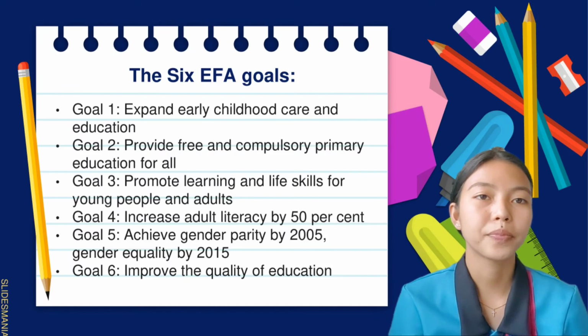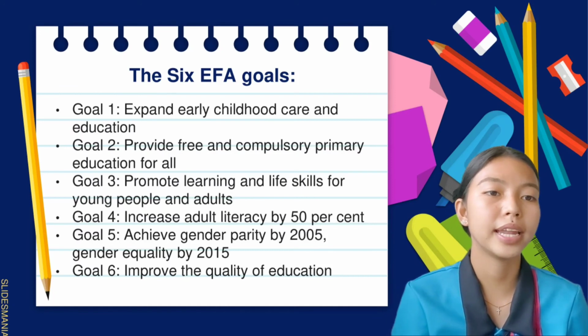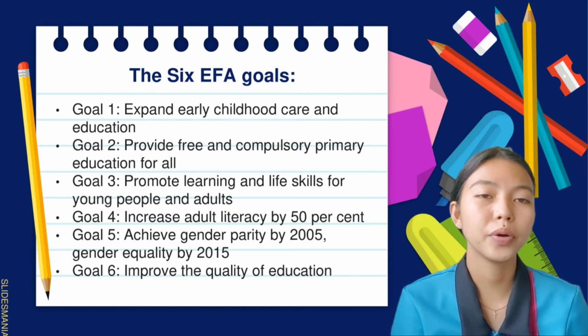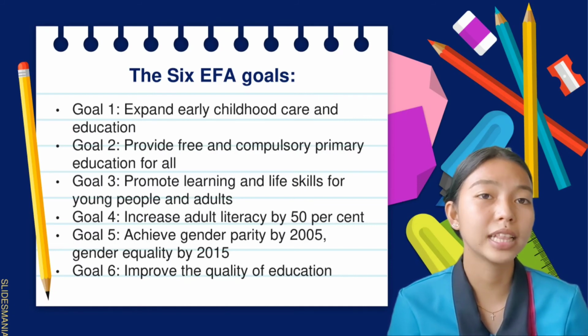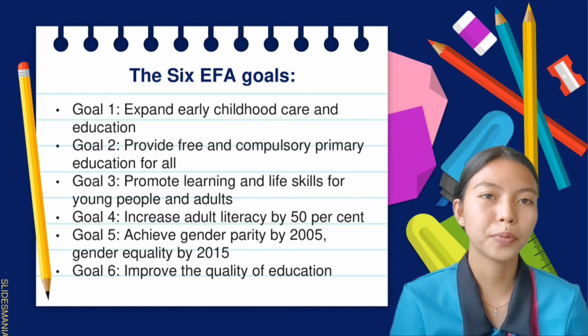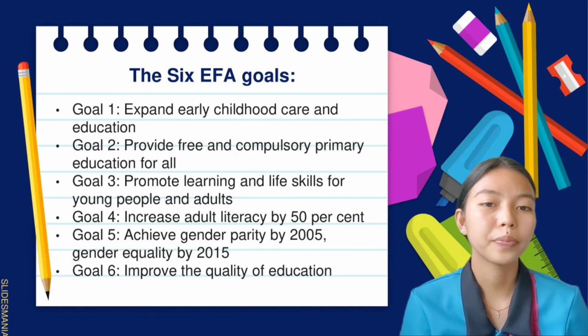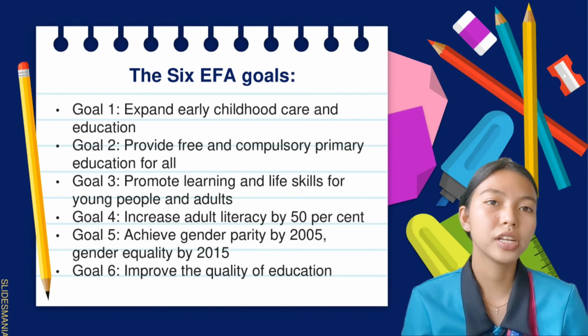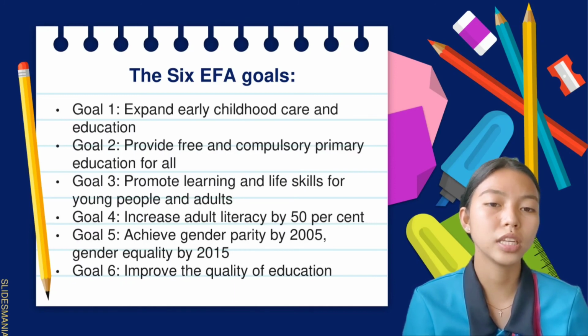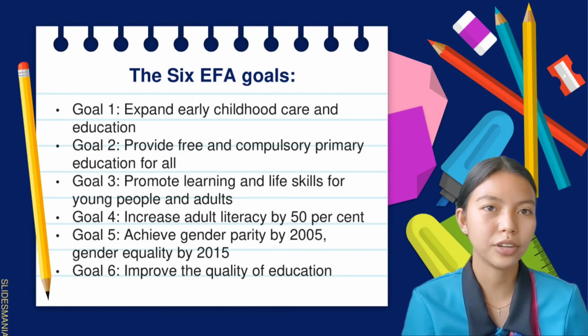Goal 3, which is ensuring that the learning needs of all young people and adults are met through equitable access to appropriate learning and life skills programs. Goal 4, achieving a 50% improvement in levels of adult literacy by 2015, especially for women, and equitable access to basic and continuing education for all adults.